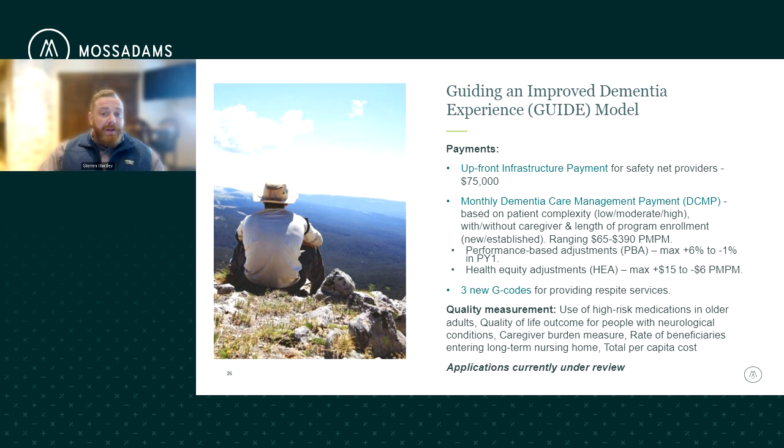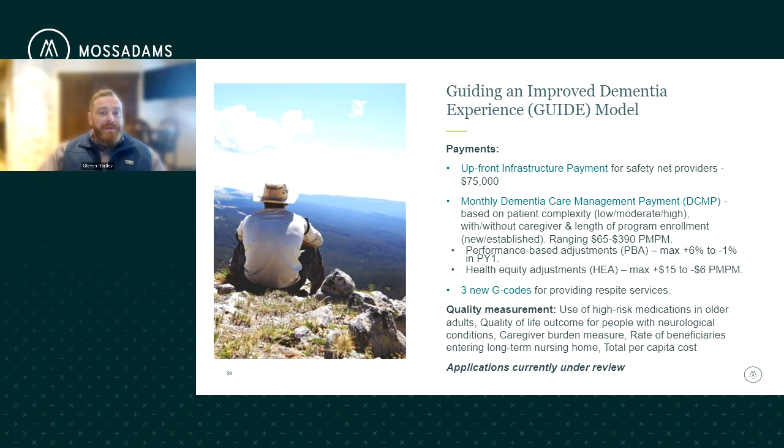The payments for this model include an upfront infrastructure payment for safety net providers, as well as a monthly dementia care management payment. This DCMP is based on patient complexity, whether or not they have a caregiver, and how long they've been in the program, with the expectation that initial care planning and evaluation requires more care upfront, resulting in a higher initial payment with decreasing payments over time. These payments range from $390 for more complex patients initially, down to $65 per member per month.